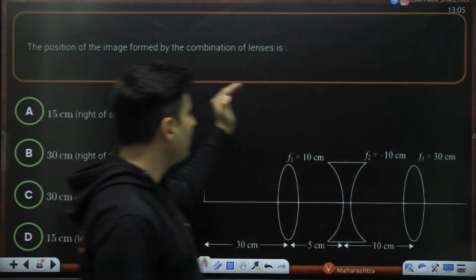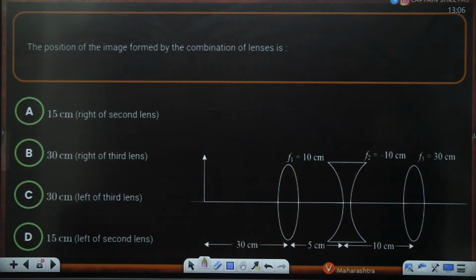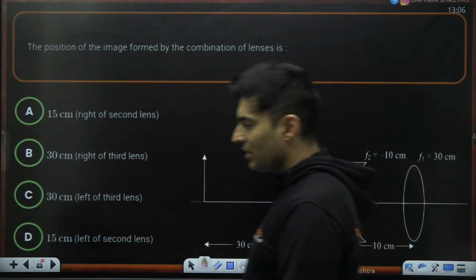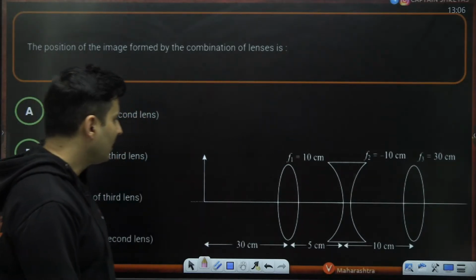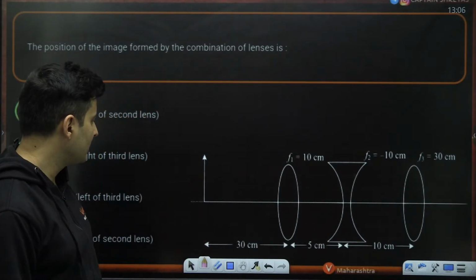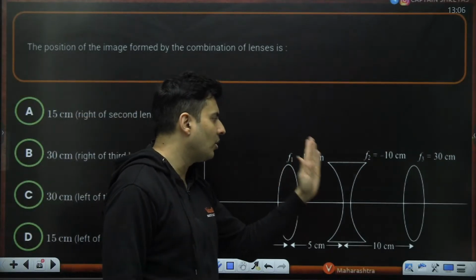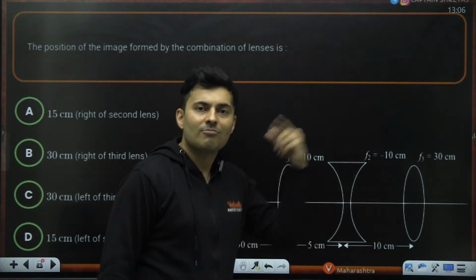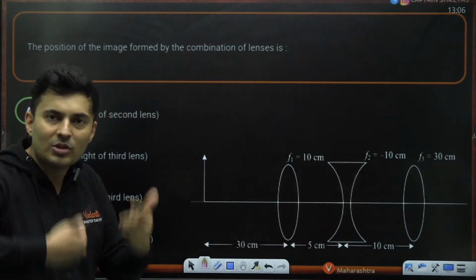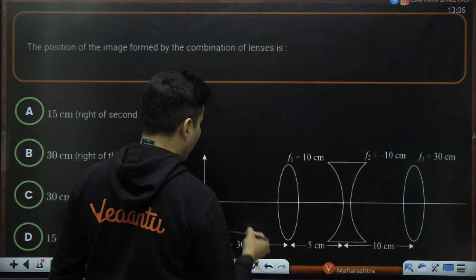The position of the image formed by these three lenses combined together. Very nice question. Can you think how will it be solved? Focal length is 10 centimeter. This is 30 centimeter. The image of the first lens will be the object for the next lens, and the image of that will be the object for the next. Again, you just need to repeat that process. Just apply the lens formula and see what happens.